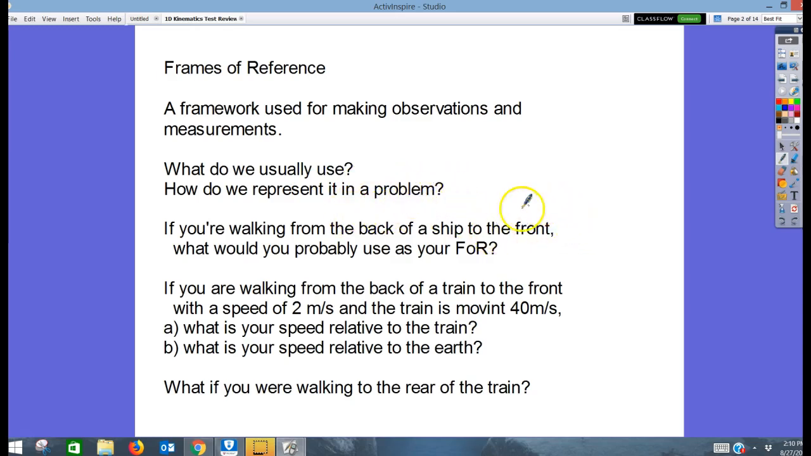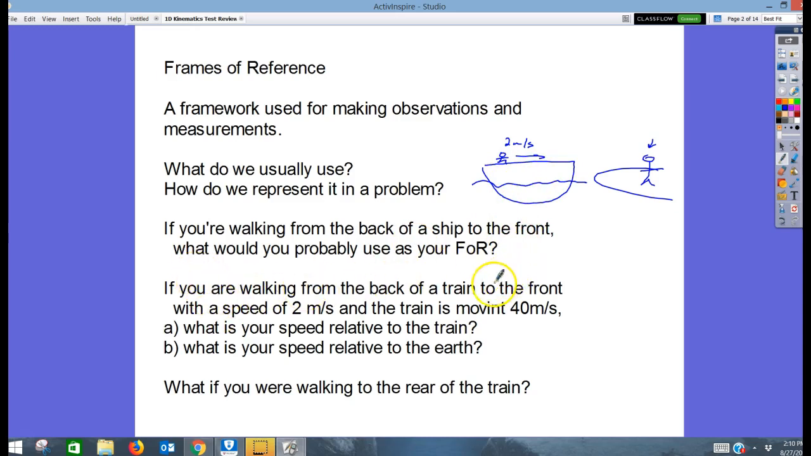If you're walking from the back of a ship to the front, what would you probably use as your frame of reference? Well, you're probably going to want to use the ship as your frame of reference. So if you say you're moving 2 meters per second when you're on a ship, you mean relative to the ship, not relative to the water and not relative to the person who might be standing on the ground, because your movement relative to this person over here would include the ship's movement as well as yours. So you would probably use the thing that is stationary with respect to you, which would be the ship.